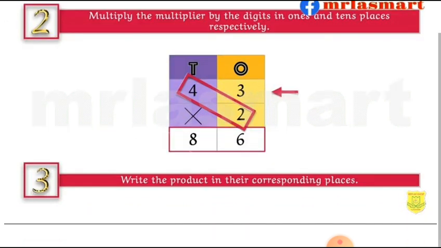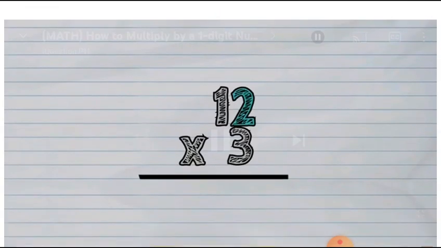Now we are moving to the next one. 12 into 3. Look, children, the numbers 12 into 3. First you have to identify which is the multiplicand and which is the multiplier. 12 is the multiplicand and 3 is the multiplier. So you have to say the table of 3 up to 2 first. We know first we have to multiply 3 with 2 and then we have to multiply 3 with 1.